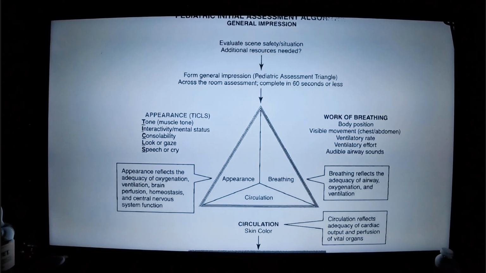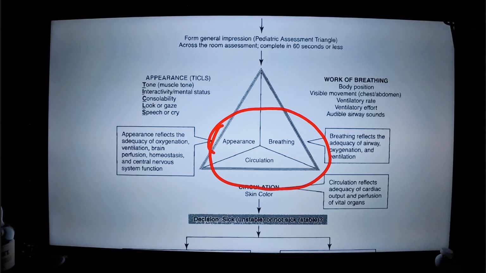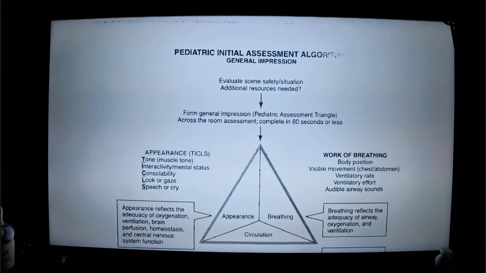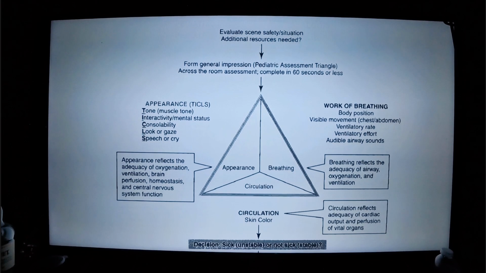So this is the only difference, and as you can see here, ABCs, but instead of airway, it's appearance, right? And let's read it through. Pediatric initial assessment algorithm, or in other words, you can see right here, PAT. Pediatric assessment triangle, form and general impression. So let's start off. Evaluate scene safety and situation. What is that? Scene size-up stuff. On the patient assessment, additional resources needed. Second unit, supervisor. I mean, you never know, right? That's why they're there, to help us.